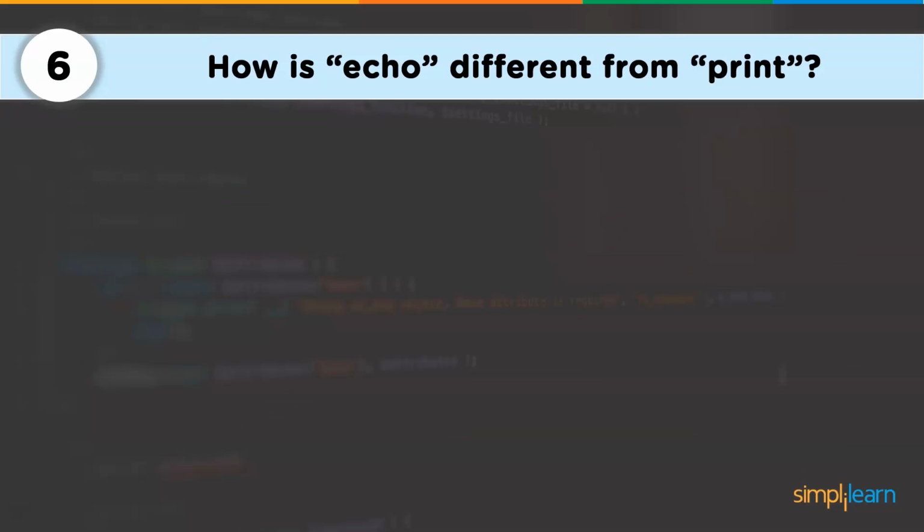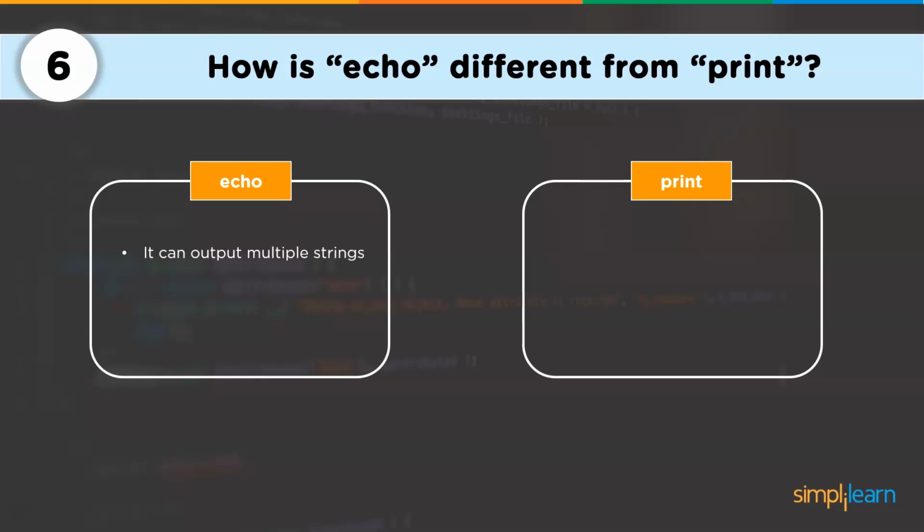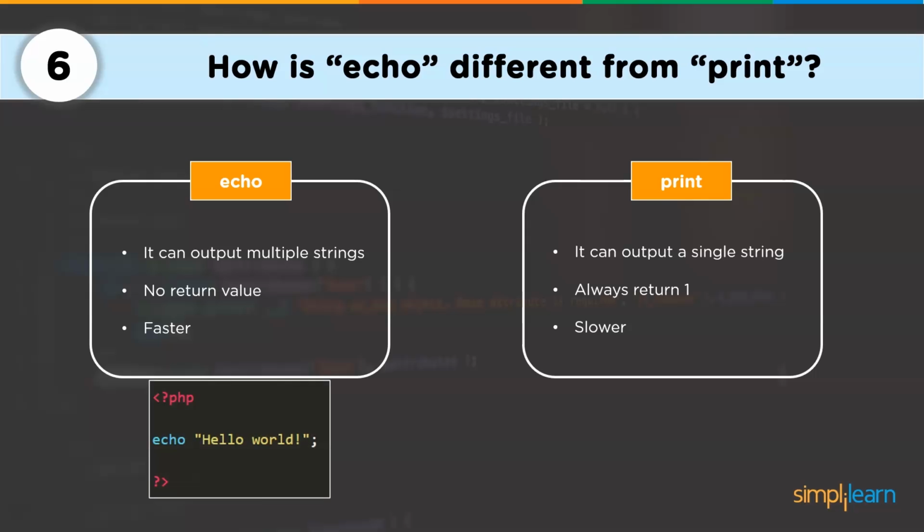Next question, how is echo different from print? Now echo can output multiple strings at a time, while in case of print, it can output only a single string. Now echo does not have a return value, while print always returns 1. That is the reason echo is faster, because it does not have to return a value, while print is slower in comparison to echo because it always returns a value. Now, as you can see, both of these commands, echo and print, are used in the exact same way.